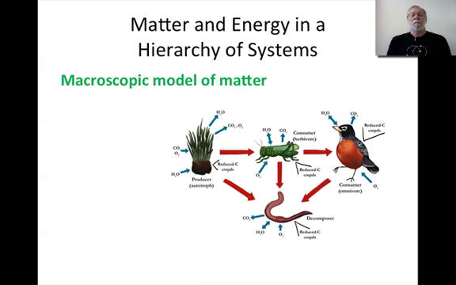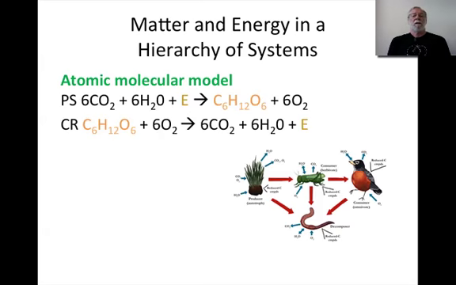Let's take an example. So here is a simple food chain in which grasshoppers and earthworms are eating organic matter from plants, and robins are eating the grasshoppers and earthworms. This is the macroscopic scale. At the atomic molecular scale, it's possible to talk about changes in atoms and molecules, such as photosynthesis, where carbon dioxide and water combine to make glucose and oxygen, or cellular respiration that does just the opposite.